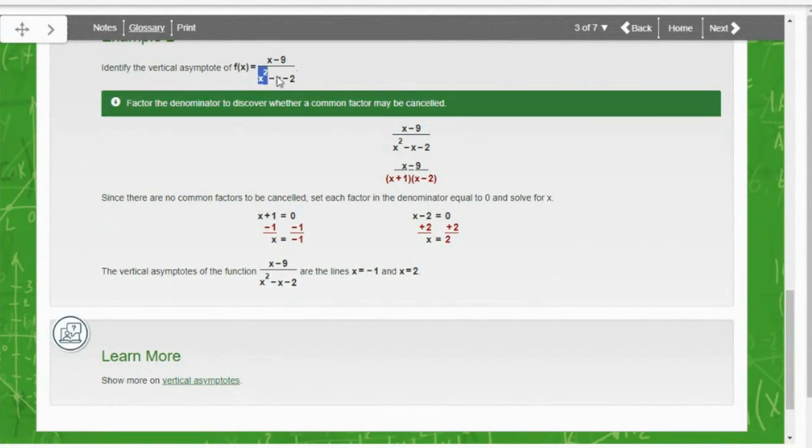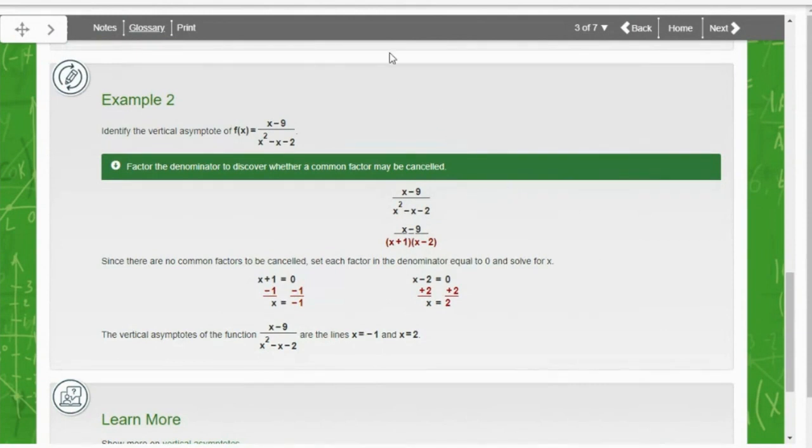If you have something like an x squared in the numerator or denominator, you have to factor it first to see, does the same factor exist in the numerator and denominator, to know whether this is a hole or an asymptote. This one, you have an x minus 9 in the numerator, and the denominator factors to be x plus 1 times x minus 2. So you do not have a common factor. There's no repeating factor in the numerator and denominator. So you have two asymptotes, one at negative 1 and one at 2.